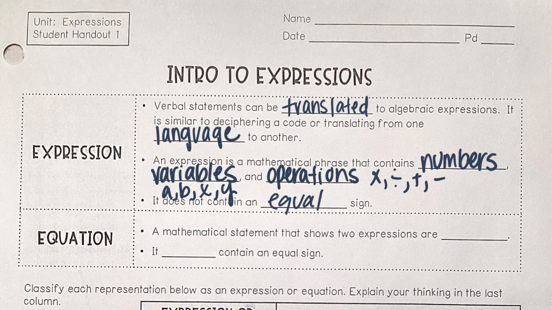Now, an equation is much like an expression. It has all of those three things, numbers, variables, operations, but it also contains an equal sign. So it's a mathematical statement that shows two expressions are equal, and it must contain an equal sign. That's what makes it an equation.